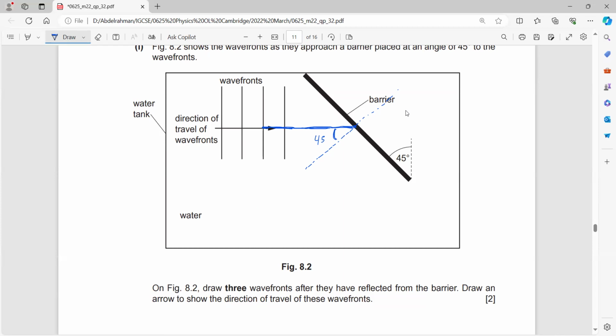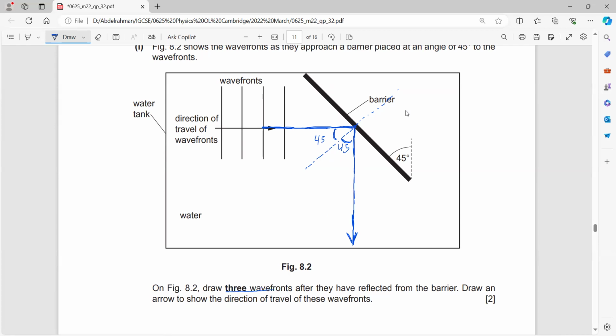Why? Because the angle of incidence has to be equal to the angle of reflection. Therefore, the wave will reflect vertically downwards. This is the direction of the wave now, which has an angle of 45 degrees. Am I done? No, I'm not done yet, because I have to draw 3 wavefronts.